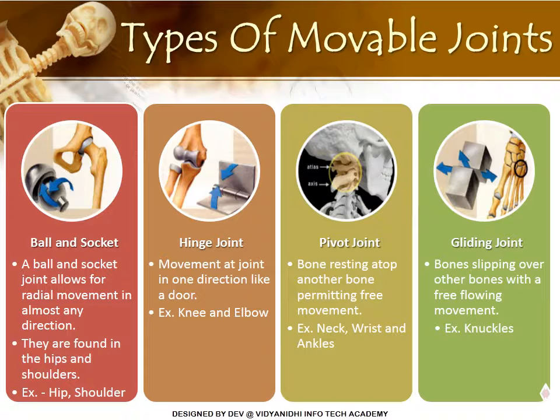The hinge joint. Movement at the joint in one direction, just like a door in your house, which are found in the knee and elbow. Pivot joint. The bone resting on top of another bone, permitting free movement. Example, neck, wrist and ankles. The gliding joint. The bone slipping over another bone with free flowing movement. Example, the knuckles in your fists.